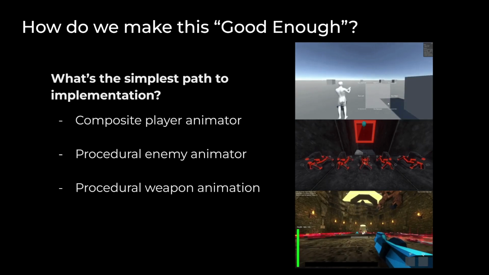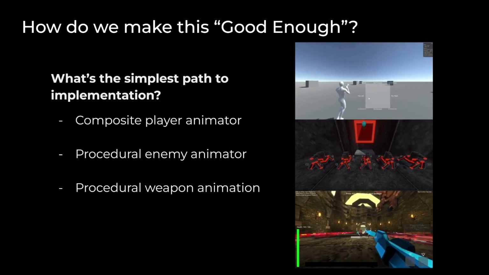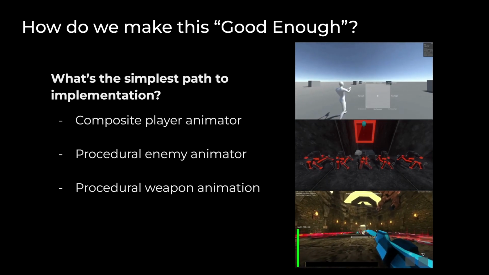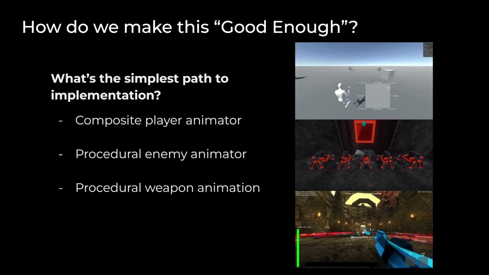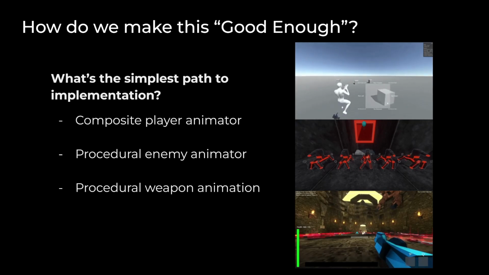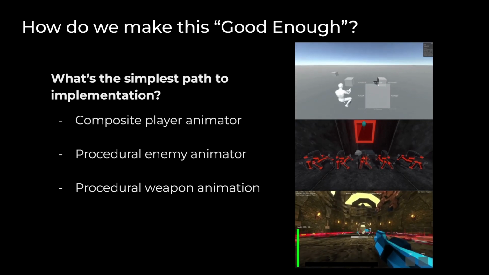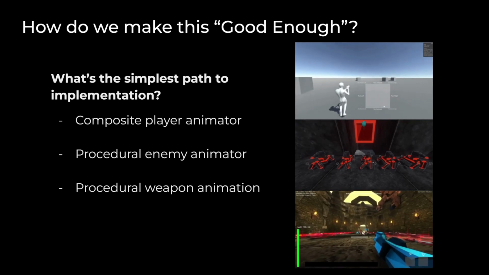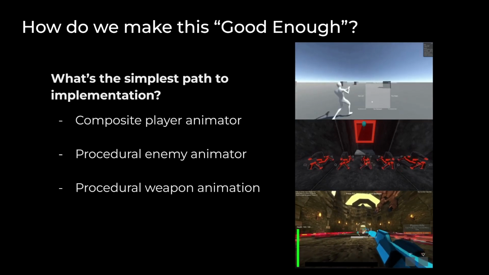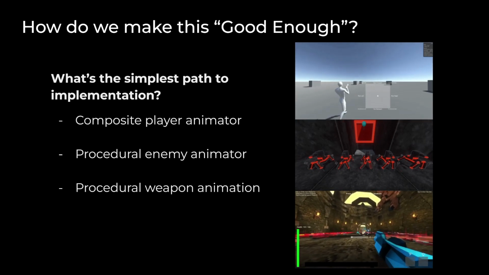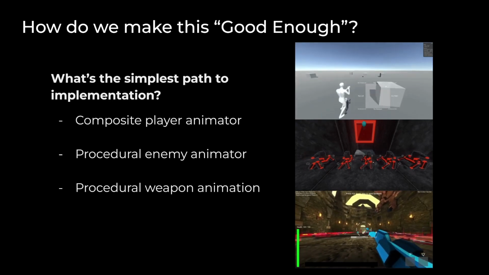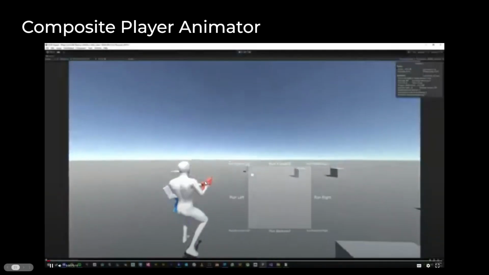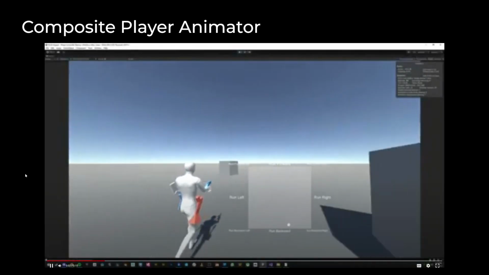And then I created an IK handler specifically for the arms and the weapon. Then I used some of that code to create an enemy animator, which moves the rigs of an enemy around. We'll look at all of these in a little more depth. But then there's the procedural weapon animator, which allows weapons in the game just to be animated using a few simple variables. So the composite player animator functions as I was talking about.